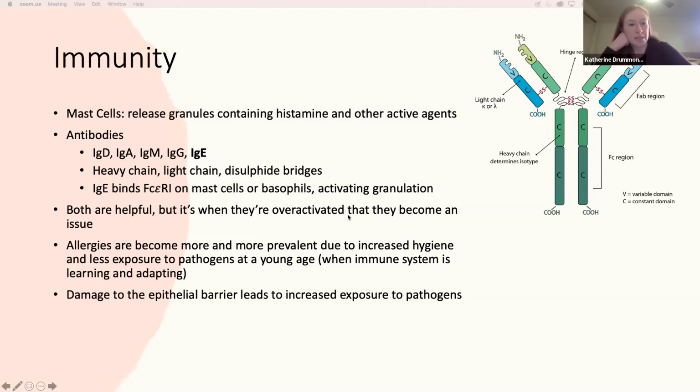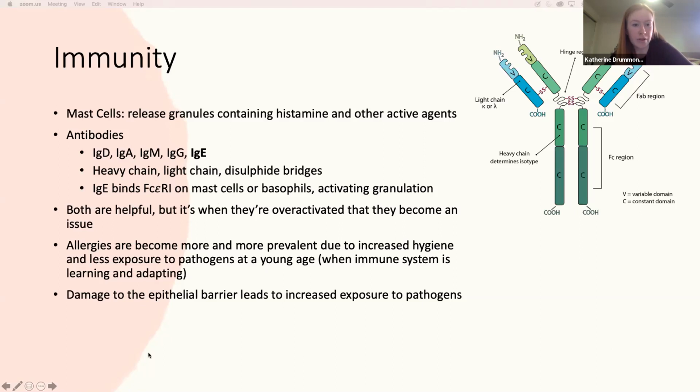So mast cells and antibodies, they're both obviously useful. They're there for a reason. We do use them in our normal immune responses, but they can become overactivated. And that's when they really become an issue. That's when we see a lot of disease. And then, yeah, allergies are becoming more and more prevalent due to increased hygiene. So at a young age, we're being exposed to a lot less dirt and pathogens and things like that, at the young age when our immune system tends to be learning and adapting.